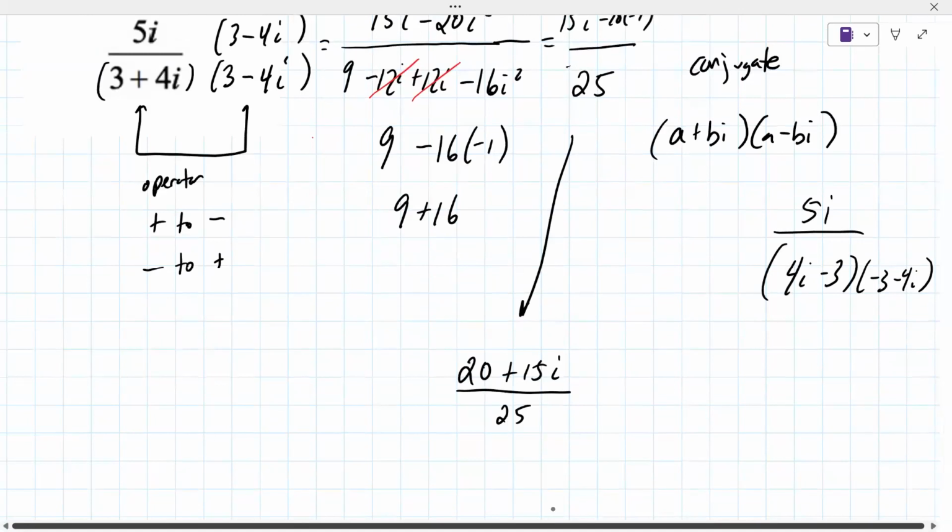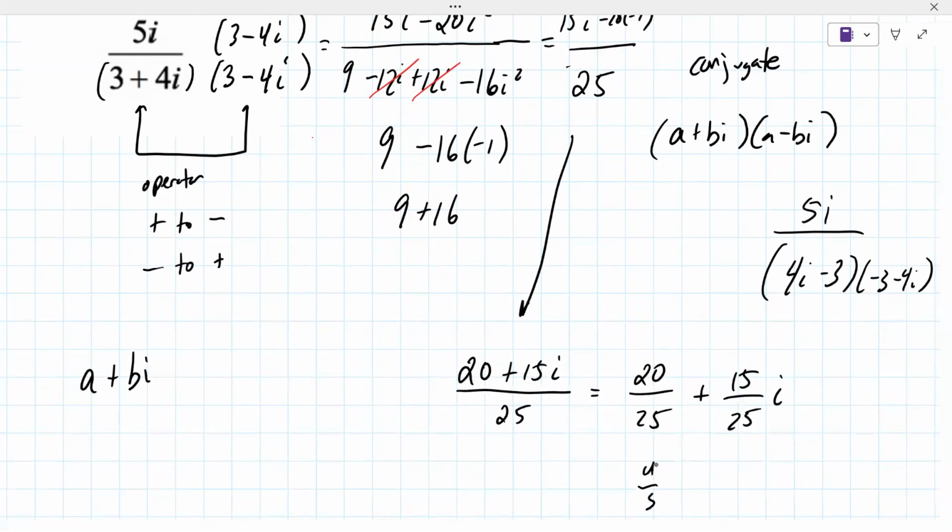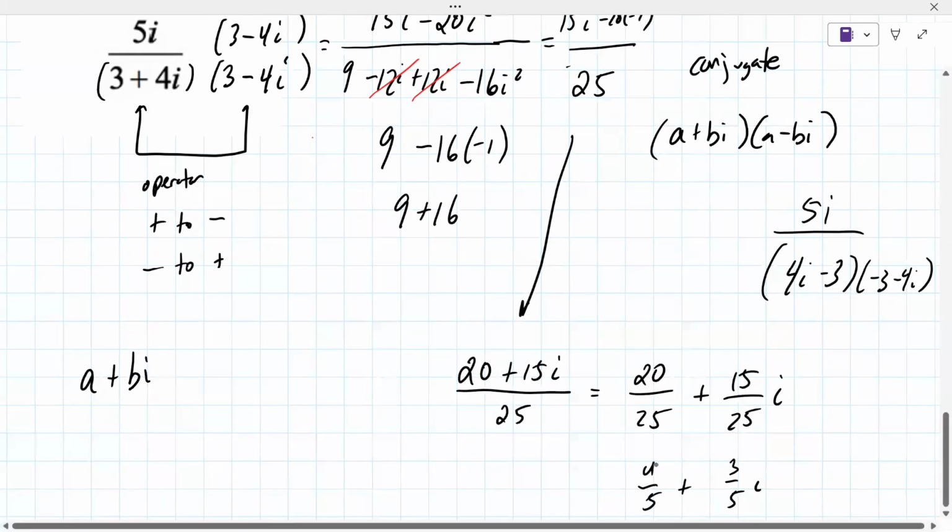And then very important, it will say somewhere that you have to write it as a plus bi, which means that you write 20 over 25 plus 15 over 25i. And you do have to reduce. So this would be 4/5 plus 3/5i, like that.